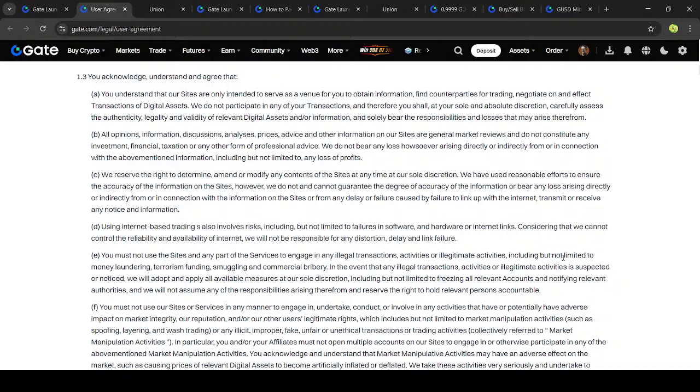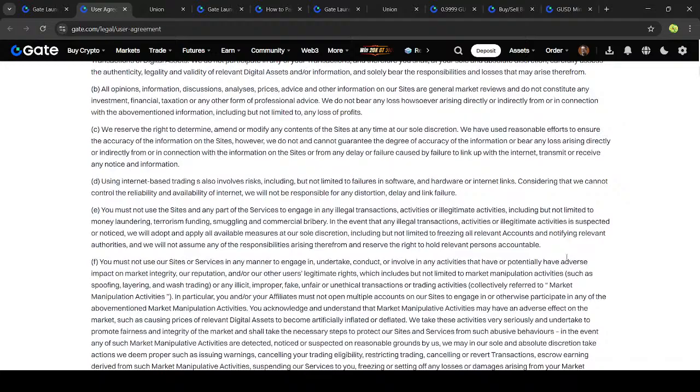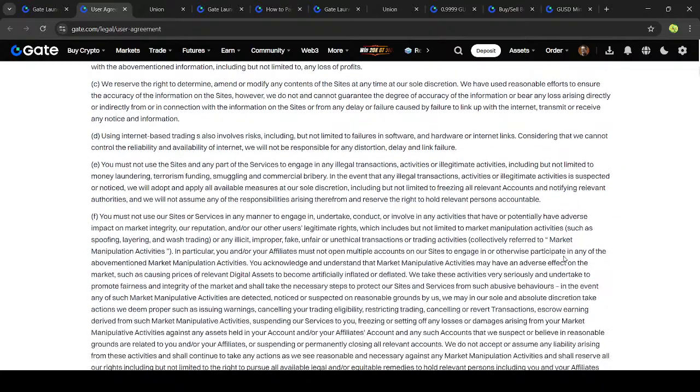So using internet-based trading also involves risks, including but not limited to failures in software, hardware or internet links. Considering that we cannot control the reliability and availability of the internet, we will not be responsible for any distortion, delay or link failure.